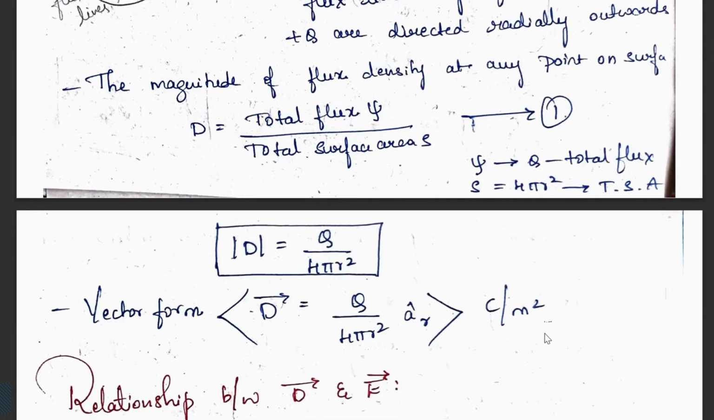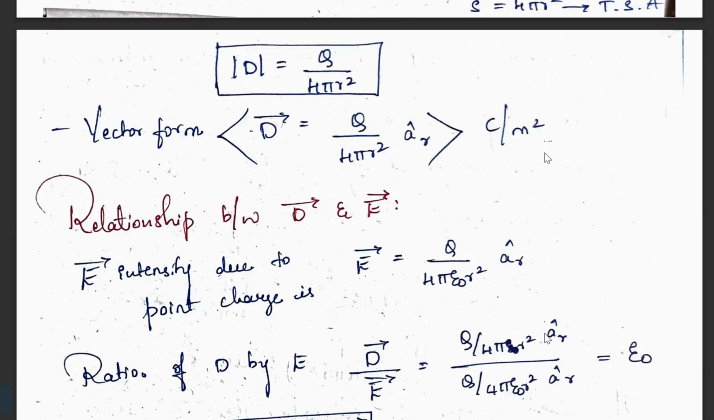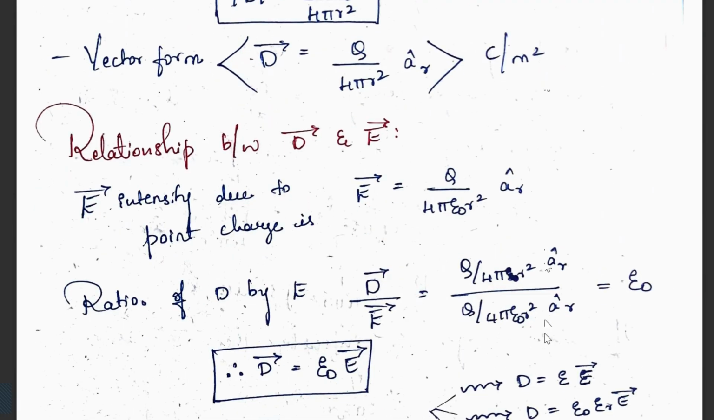Next, the magnitude of that is q divided by 4 pi r square. In vector form, write it as the D vector equal to q divided by 4 pi r square a_r vector, coulomb per meter square. Now the relationship between the D vector and the E vector. Here the E vector is the intensity due to a point charge. We can write it as q divided by 4 pi epsilon naught r square into a_r cap.